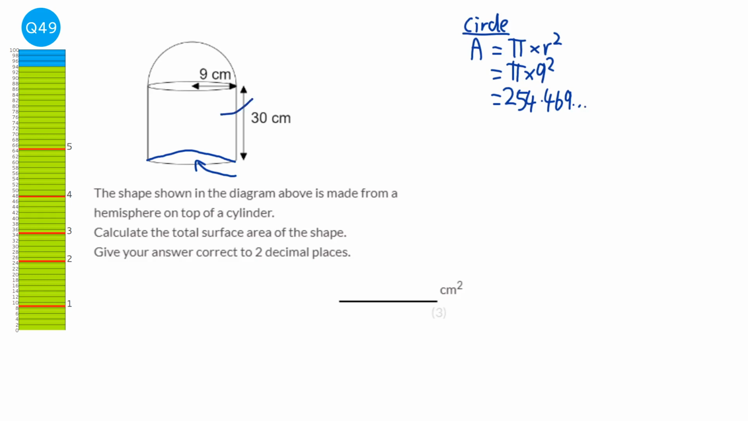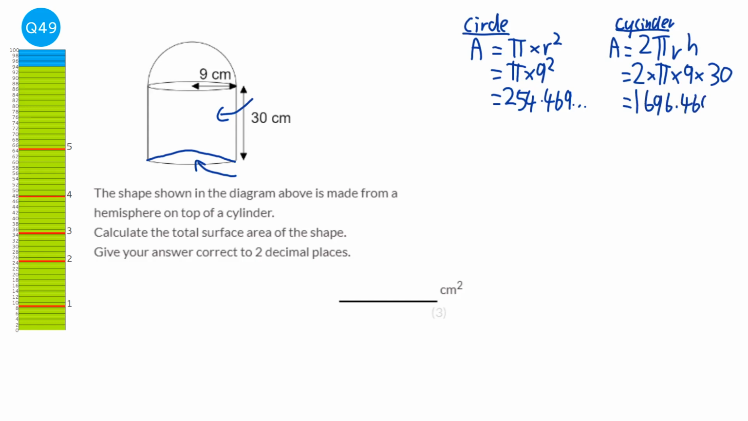Next bit is the curved bit of the cylinder. So we're going to do the cylinder next. And it's just the curved bit, and the formula for that is 2 pi r h. So 2 times pi times the radius, which is 9, times the height, which is 30, and that will give us 1696.460 blah blah blah.